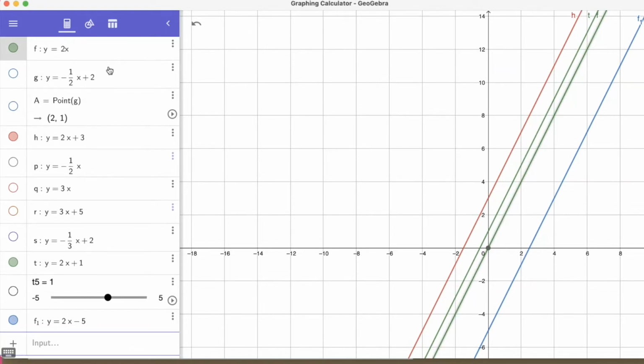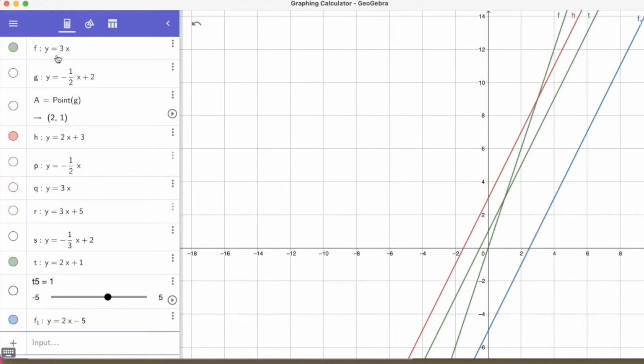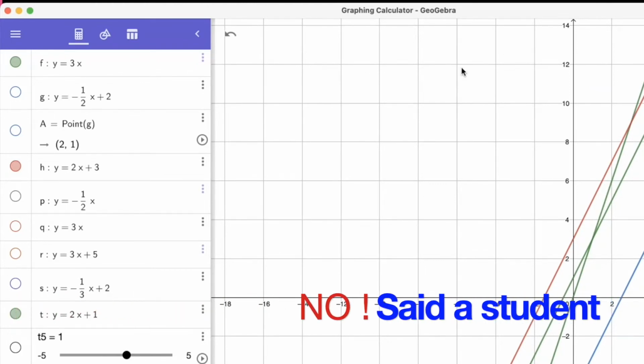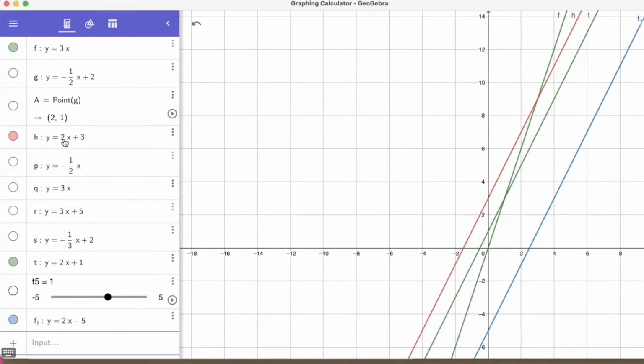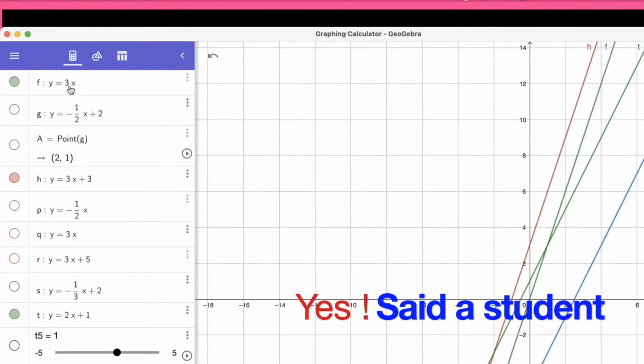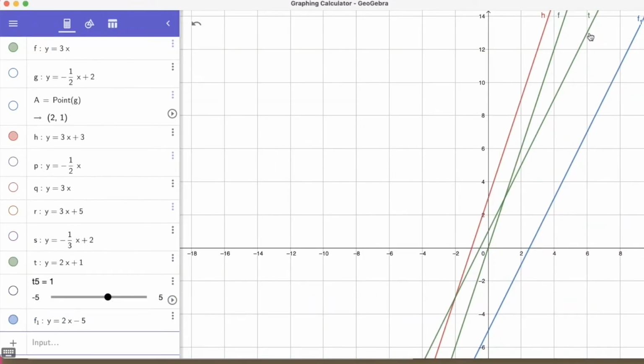Let's change the slope. Let's make it 3 for one of them. Can you see the green one, F1? The slope is not equal to 2. Is this line parallel to the other ones? No. Let's change the slope of the red one. Instead of 2, I put 3. What happens? The red H and the green F, are they parallel? They have the same slope, 3, but the other ones are not, because they have a different slope, which is 2.